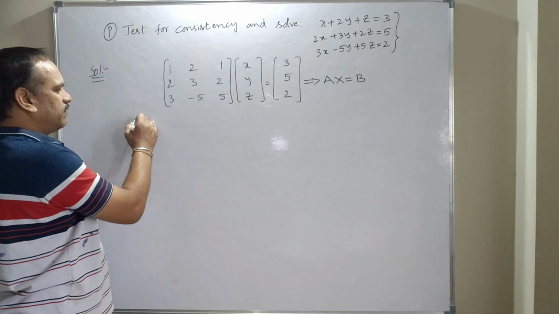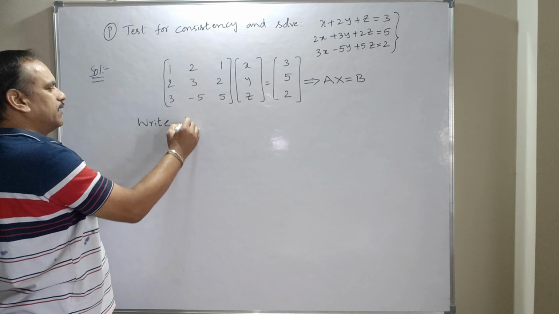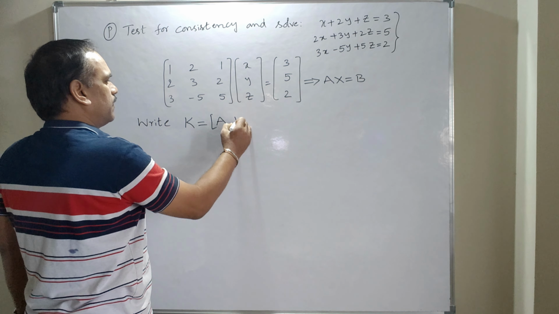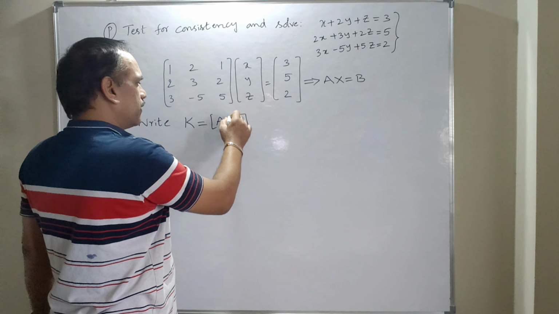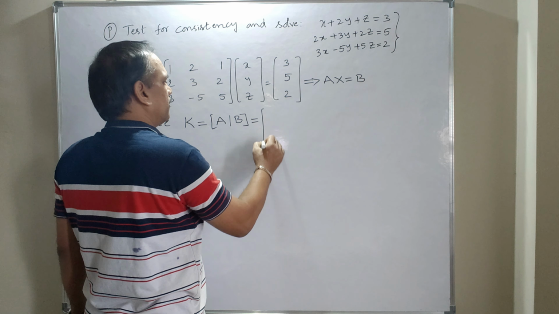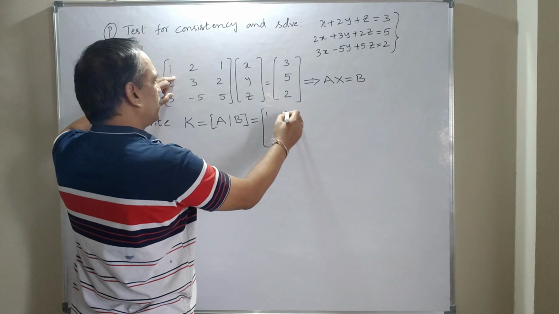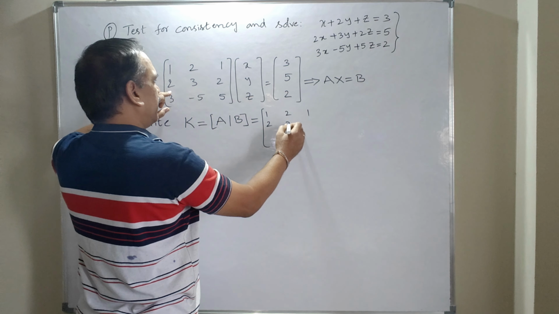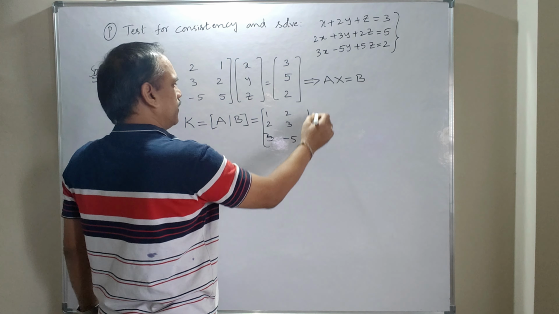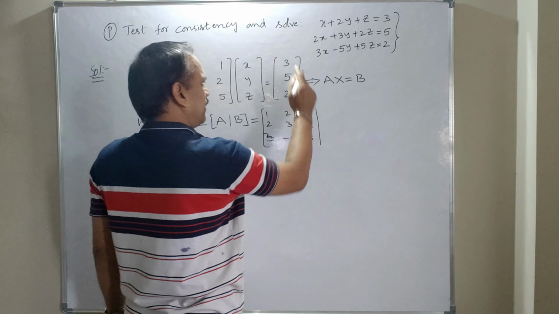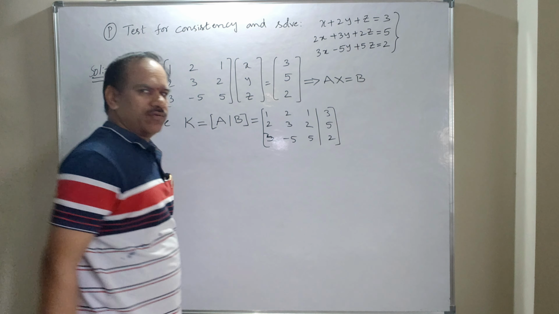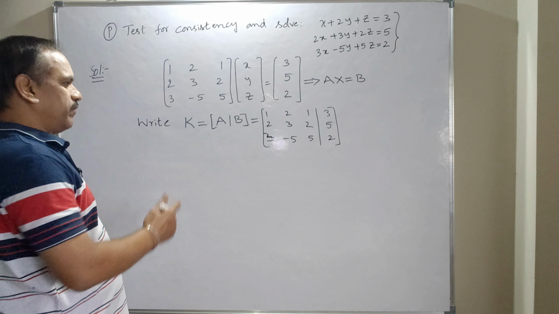So what we have to do is, first of all, we write the augmented matrix K, which is AB. The matrix A and matrix B, we write it side by side. So what is matrix A? 1, 2, 1, 2, 3, 2, 3, minus 5, 5. And with a separation, I write the matrix B, 3, 5, 2. For better understanding, I use the separation. You need not use this separation also.